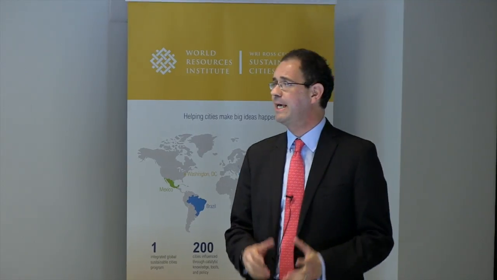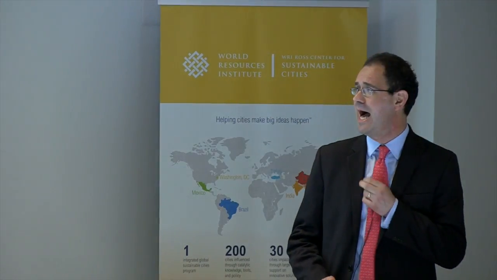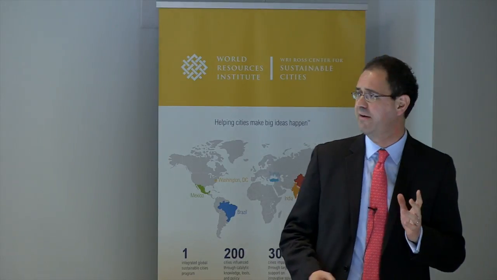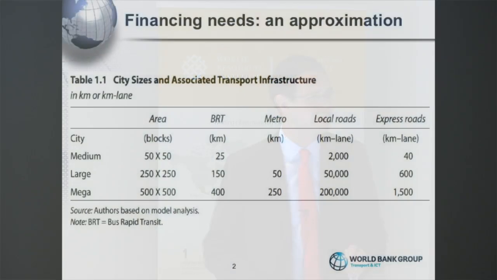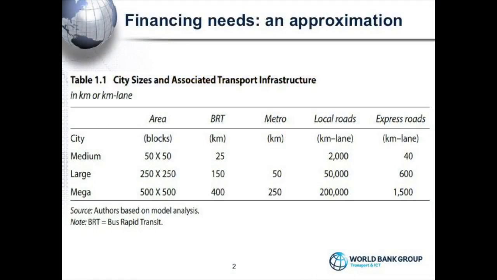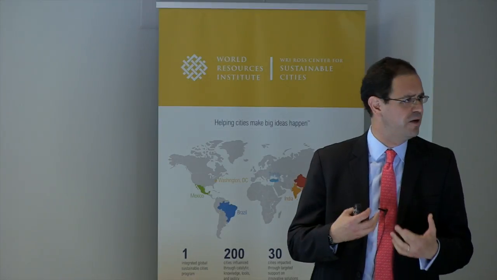So let me begin by showing the size of the problem we are facing. Imagine this is a very stylized model. We have three types of city: medium, large, and mega. They're squares. They have blocks, as you can see in the table. As they grow, the size grows to build BRT, eventually metro.